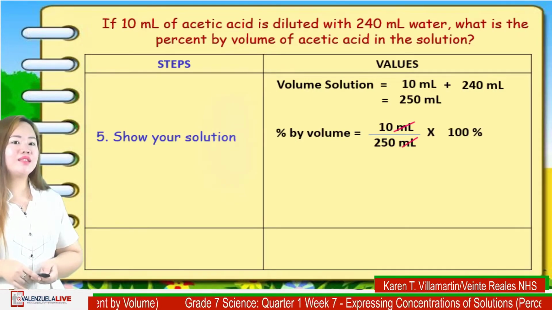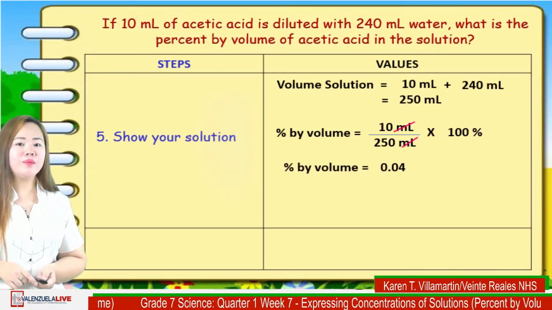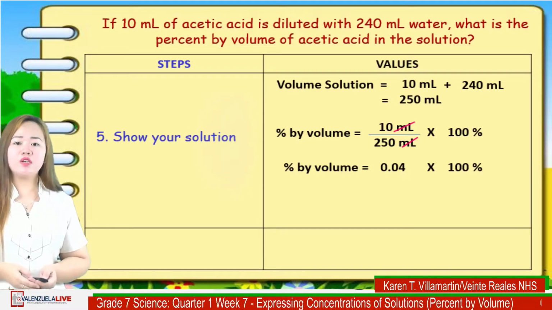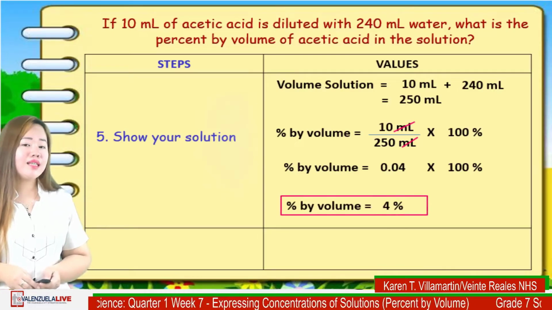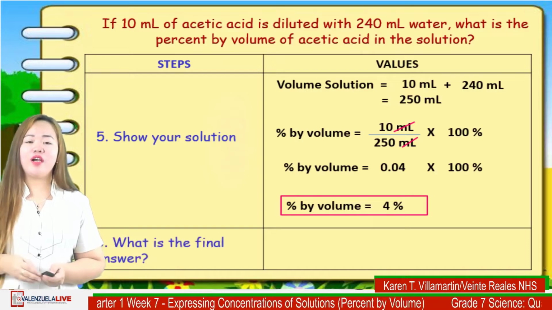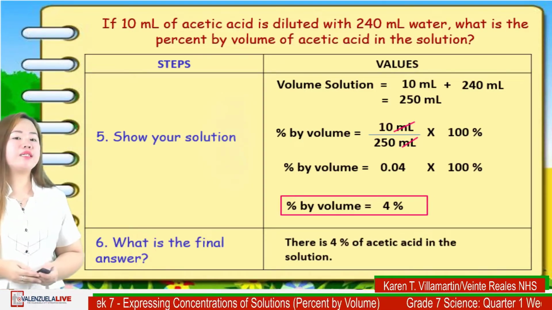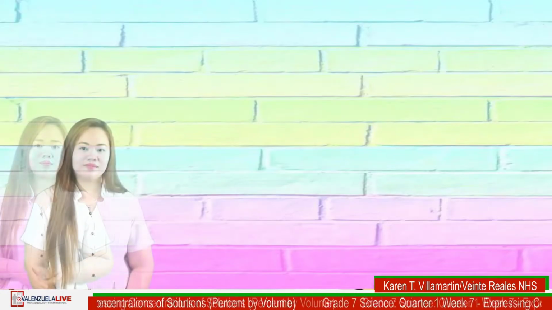Cancel the units. So we have 0.04, but we still have to multiply 0.04 by 100%. And the answer is 4%. Therefore, the final answer is there is 4% of acetic acid in the solution.